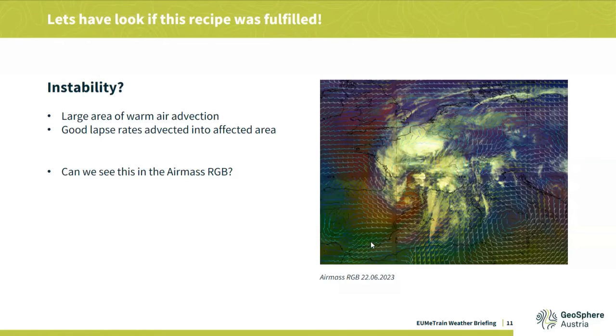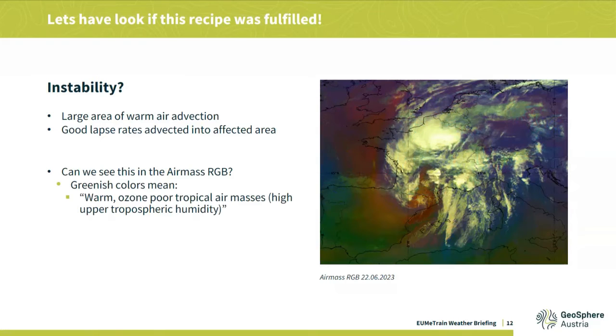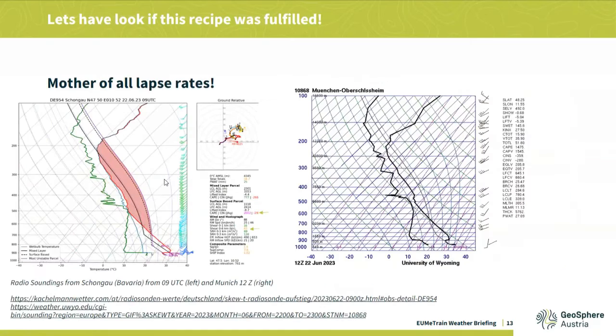And we can see it in the air mass RGB because we have these greenish colors. And the greenish colors mean warm, ozone-poor tropical air masses, as Lily said before. And as we all know, warm air advection is always a good fuel for thunderstorms and for instability. So we can see these nice lapse rates here in these observations.